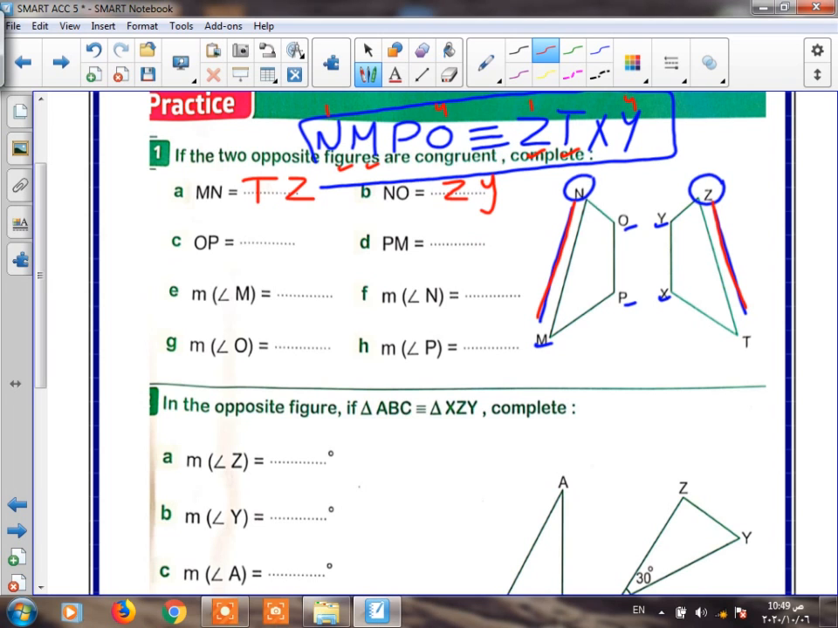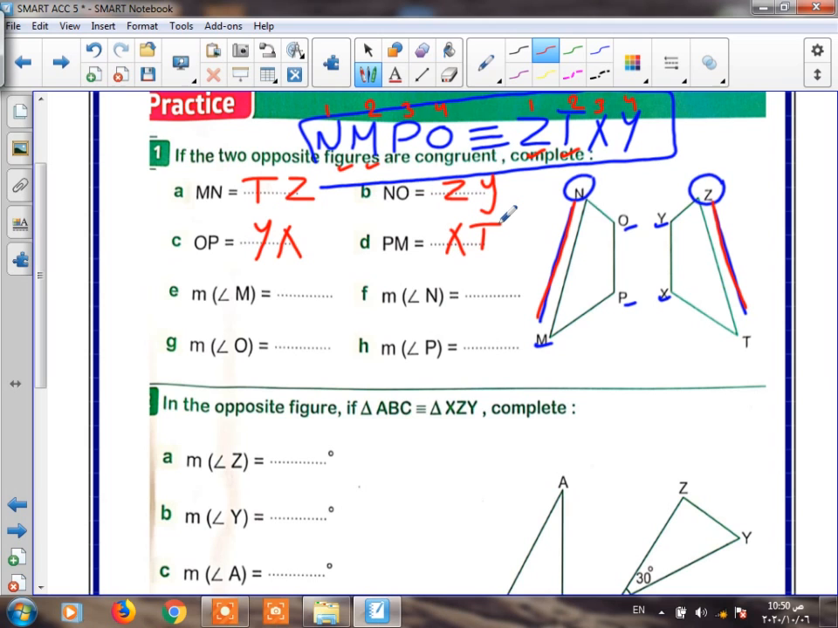OB equal to here O number 4 and B number 3. I will take 4 and 3 from the other one. Here 4 and 3 it will be YX. BM, here B number 3 and M number 2, I will take from the other key with 3 and number 2, XT in the same order.